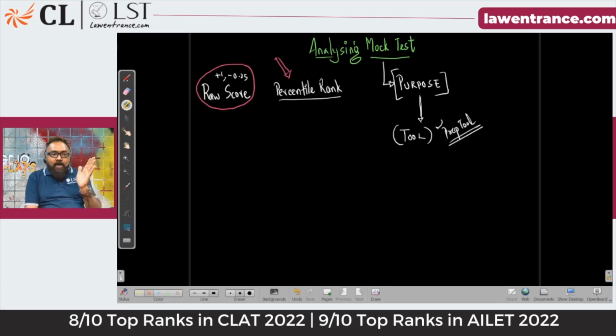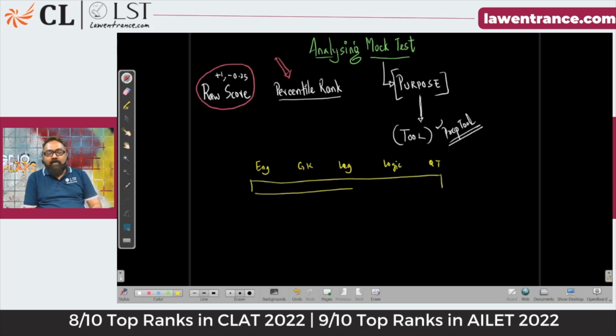Let's assume your CLAT has 150 questions, right? So you've got English, GK, legal, logic, and quant, and all of this put together gives you 150 questions. There are a total of 150 questions, which are divided into these sections.